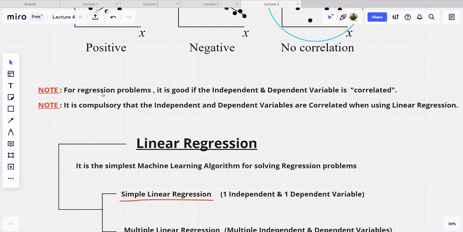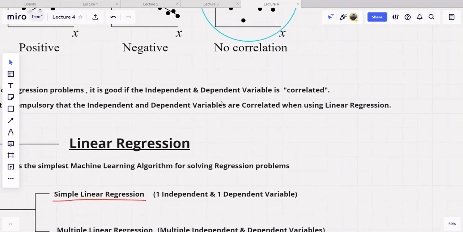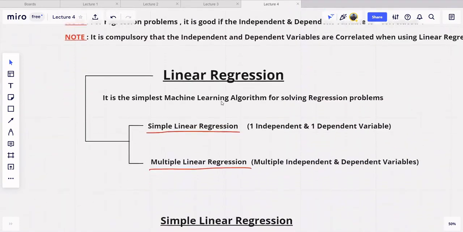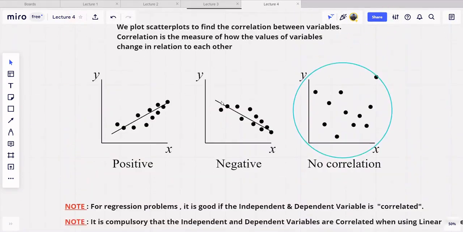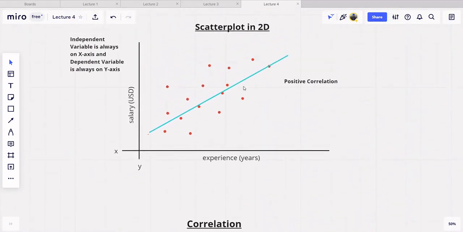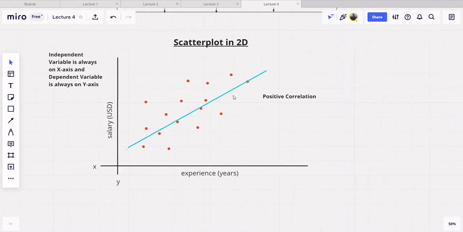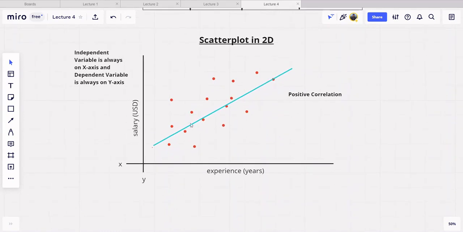Okay, it is compulsory that the independent and dependent variables are correlated when using linear regression. It is because in linear regression, what we try to do is draw a straight line through the data. You can see here, in linear regression we try to draw a straight line like this. Now I will tell you what this straight line means, but the main reason why we draw this kind of straight line is because we try to make our predictions using this straight line.